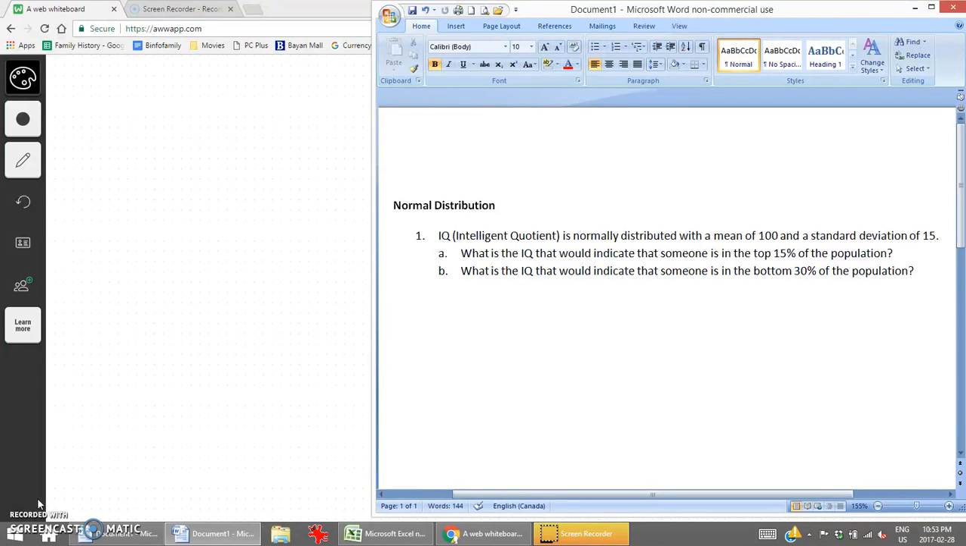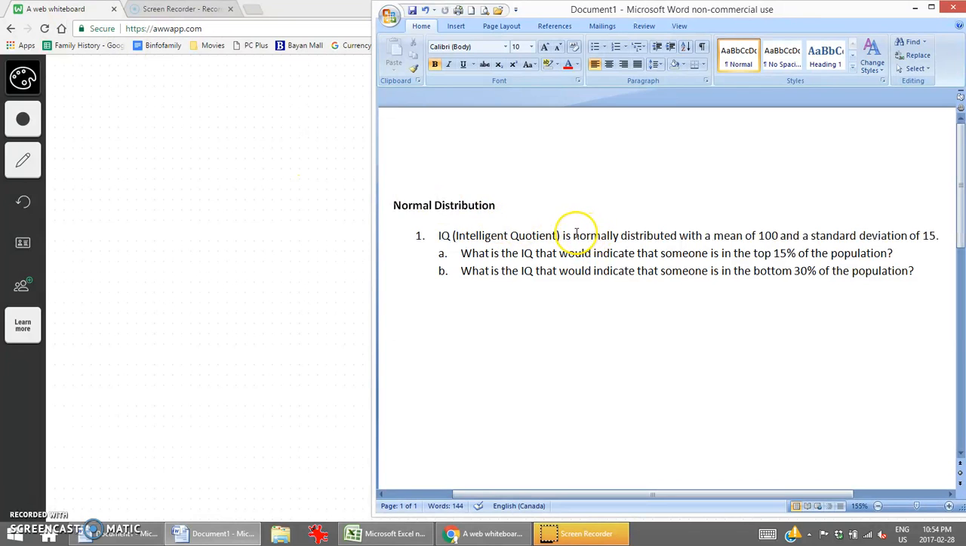It states that IQ, or intelligent quotient, is normally distributed with a mean of 100 and a standard deviation of 15. What is the IQ that would indicate that someone is in the top 15% of the population? And then alternately we'll do the question, what is the IQ that would indicate that someone is in the bottom 30% of the population? Let's go into our whiteboard.